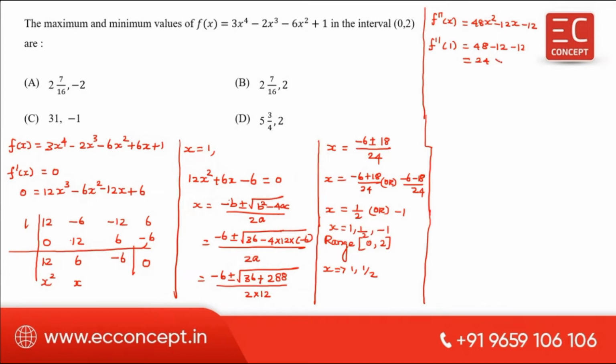Which is greater than 0. That is f double dash of x. If it is greater than 0, then we can say the function is minimum.